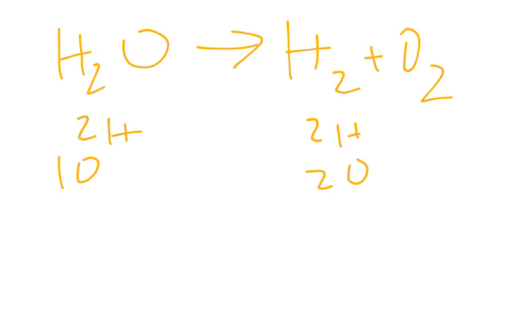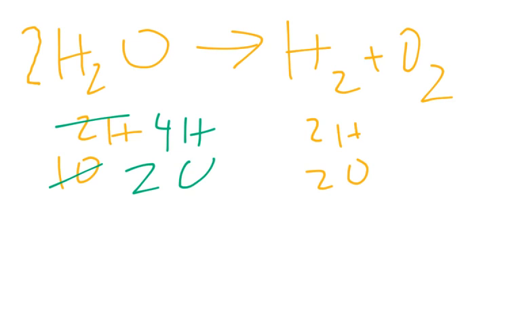So we need to multiply this by 2, and in order to do that, we have to multiply the number of waters by 2, so the coefficient for this would be 2. And as a consequence, there are now 4 hydrogens and 2 oxygens. And look, the oxygens are balanced, but now our hydrogens are unbalanced. That could be bad, but don't worry, there's an easy fix to that.